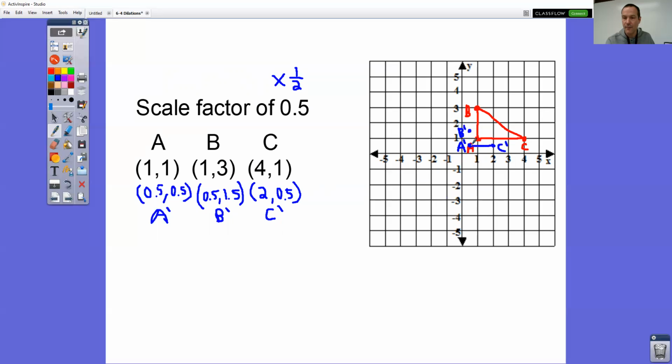Connect my dots to form my new triangle. Now you notice that this one does overlap a little bit. Sometimes that will happen with your pictures. So that is my new triangle. I have A prime, B prime, and C prime all labeled.